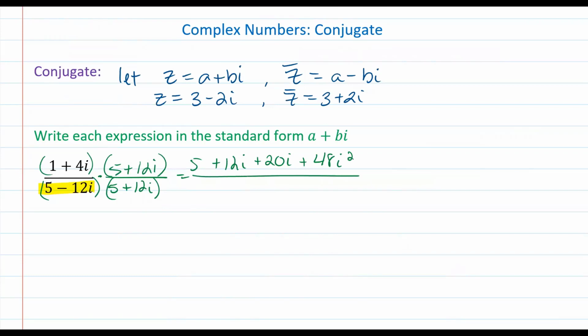This is all over. Now we're going to go ahead and multiply the denominator. So 5 times 5 is equal to 25. Then 5 times 12i is equal to positive 60i. Negative 12i times 5 is equal to negative 60i. And then finally, negative 12i times positive 12i is equal to negative 144i squared.